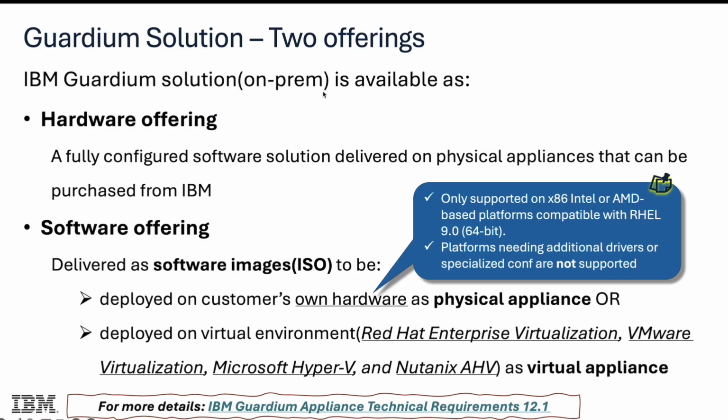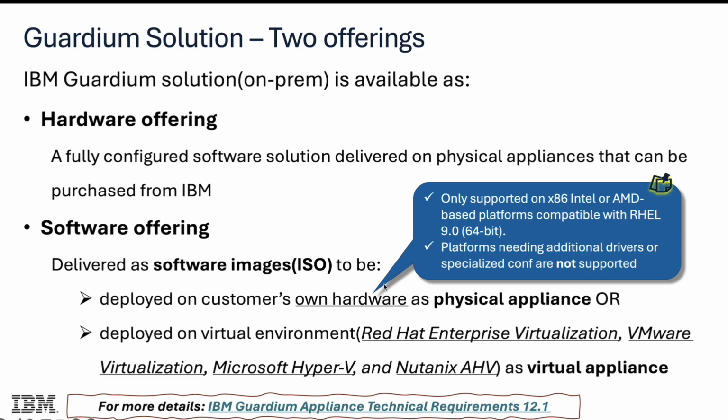Next, let's briefly discuss the 2 offerings. The Guardium on-premises solution is available as a hardware offering and a software offering. The hardware offering is a fully configured software solution delivered on a physical appliance that can be purchased from IBM. The other one, software offering, is more common. It is delivered as software ISO images to be deployed on customers' own hardware as a physical appliance.